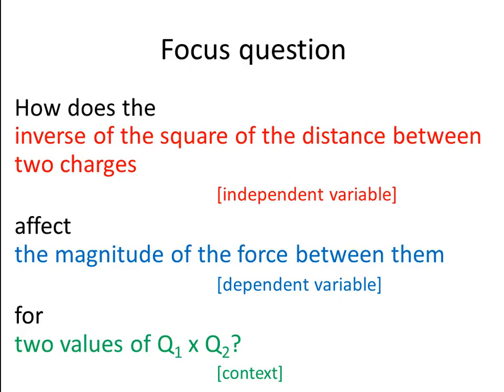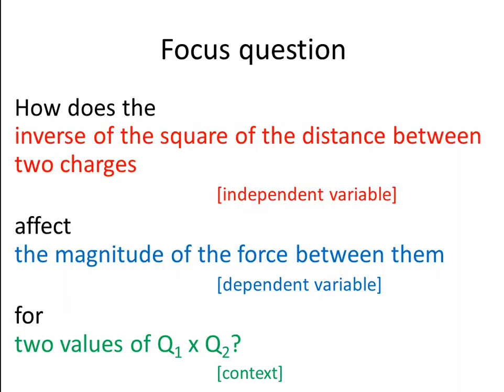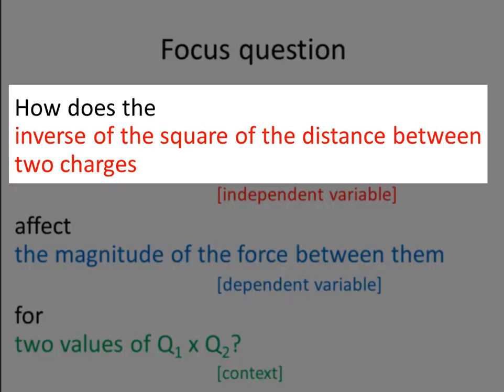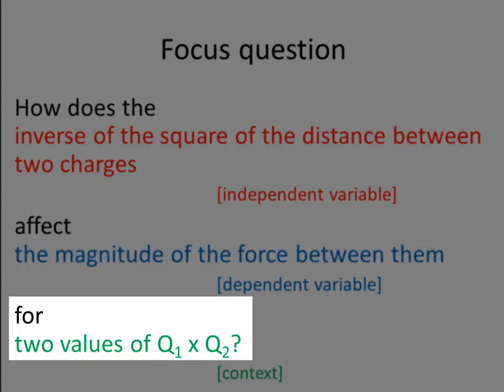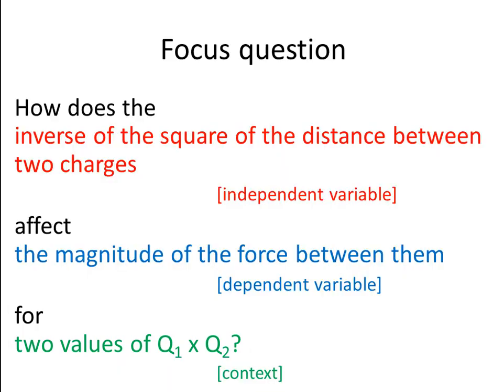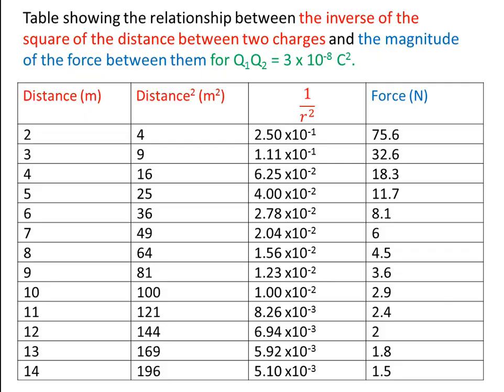Now, in this investigation, we're asking the same question, except we're adding another context. So again, we're asking, how does the inverse of the square of the distance between two charges affect the magnitude of the force between them? But now we want to do this for two values of Q1, Q2. In the previous investigation, we controlled Q1, Q2. Now we want to do it for two values of Q1, Q2 and see whether the relationship is different for the two contexts. So this is the old data that we have.